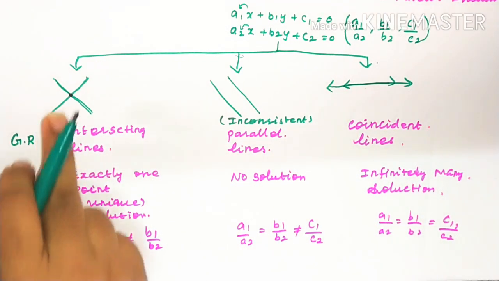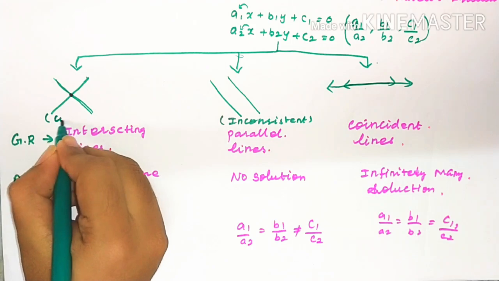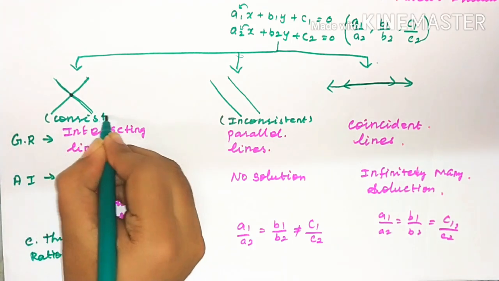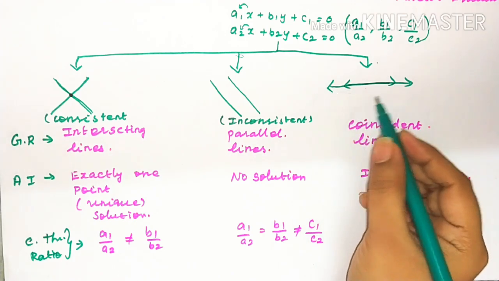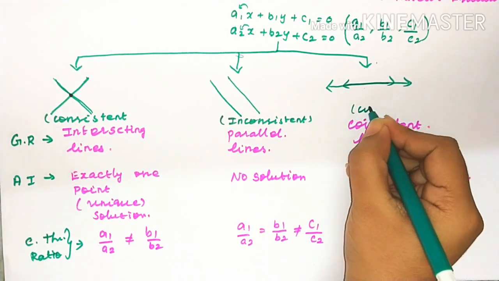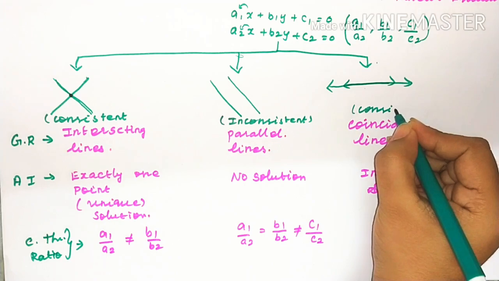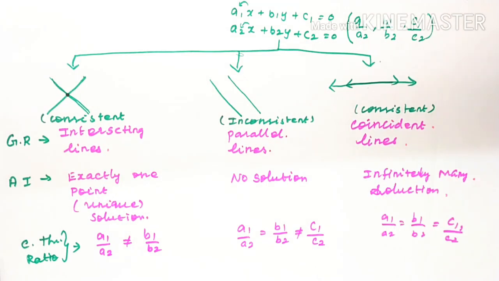Intersecting at one point, you will get one solution, which means we can say it is consistent. Then one line lying on another line also we can say is consistent. What does consistent mean? If you get a solution, we can say it is consistent; otherwise, we can say it is not consistent.